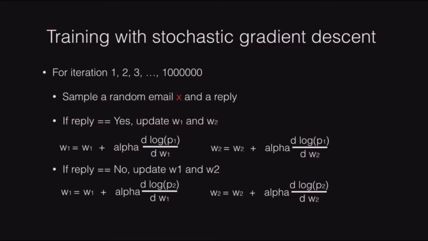Okay? Now, I cheated a little bit here because I used the log function. It turns out that the log function is a monotonically increasing function, so increasing P1 is equivalent to increasing the log of P1. And usually, with this formulation, stochastic gradient descent works better. Any questions so far?